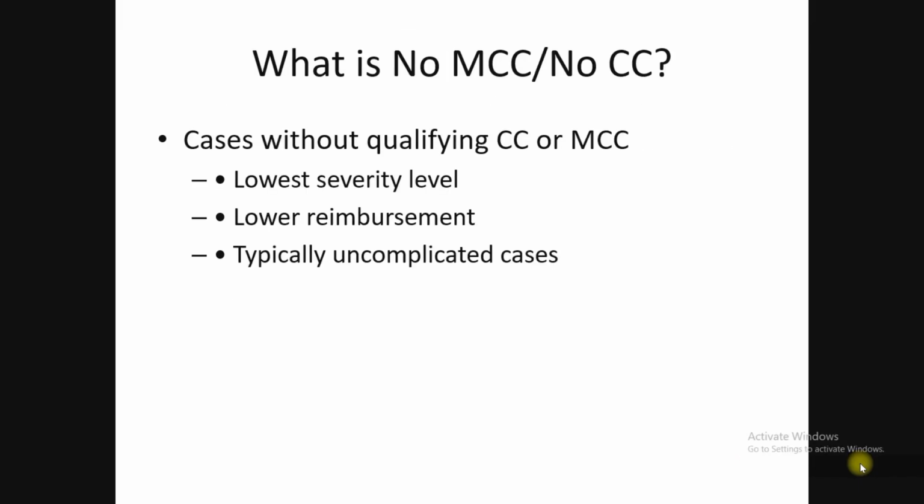Then what is no MCC and no CC? These are cases without a qualifying CC or MCC. If you don't code any MCC or CC conditions, the hospital will get the lowest reimbursement as well as the lowest severity level. So in the documentation, if you don't see any MCC or CC, you need to understand that the case is uncomplicated. In order to provide appropriate reimbursement to the hospital, we need to capture all MCC as well as CC conditions as these conditions will impact the reimbursement.